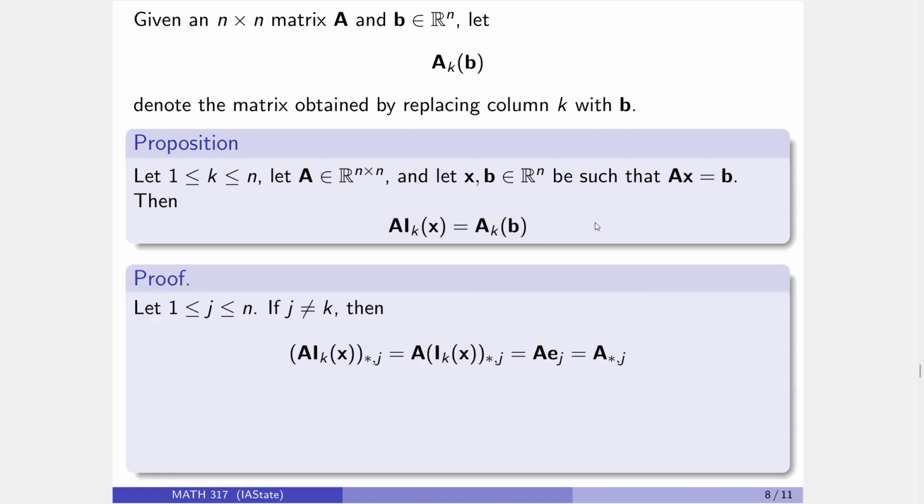And this is pretty easy to show because pick any j. If j is not equal to k, then the jth column of A times this matrix will be A times the jth column of the matrix on the right. But this is the identity matrix where I've replaced the kth column with x. If j is not equal to k, well then I just get the jth column of the identity matrix, which is the standard basis element e_j, and multiplying by that gives me the jth column of our matrix. And when j is equal to k, well, then the jth column of this is x, and by hypothesis that is equal to b. So there you go. Pretty good stuff.